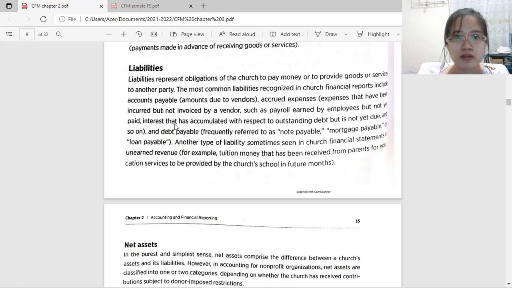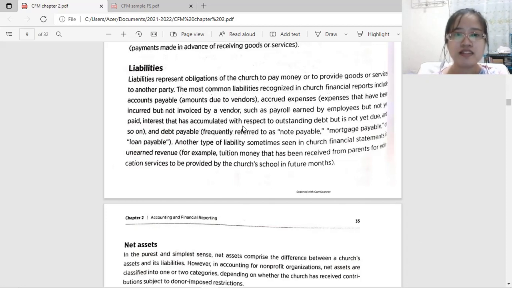Another example is interest that has accumulated with respect to outstanding debt. Normally, when we borrow money, of course, there is interest, and normally it's paid monthly. So the interest has already accumulated, and at the end of the month, we have to pay for the accrued interest.